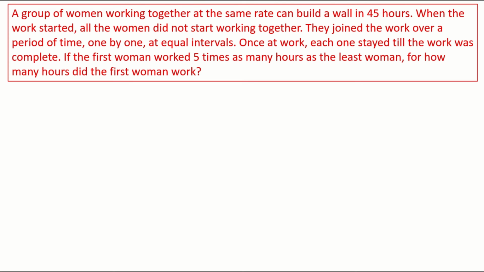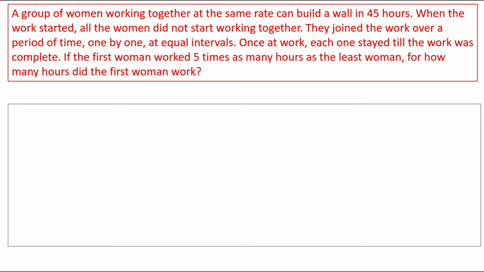Next, a group of women working together at the same rate can build a wall in 45 hours. Okay, that means these women, if they work together, start to end, 45 hours. When the work started, all the women did not work together. They joined the work over a period of time, one by one at equal intervals. Once set, each one stayed till the work was completed. If the first woman worked 5 times as many hours as the last woman, for how many hours did the first woman work? Okay, so this is an arithmetic series problem actually.